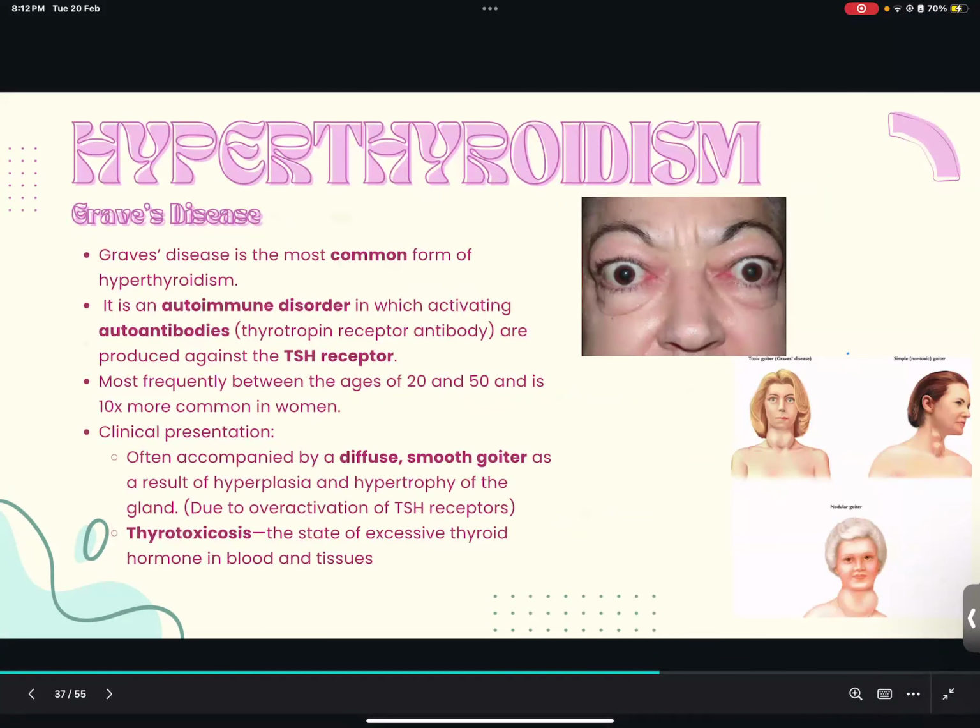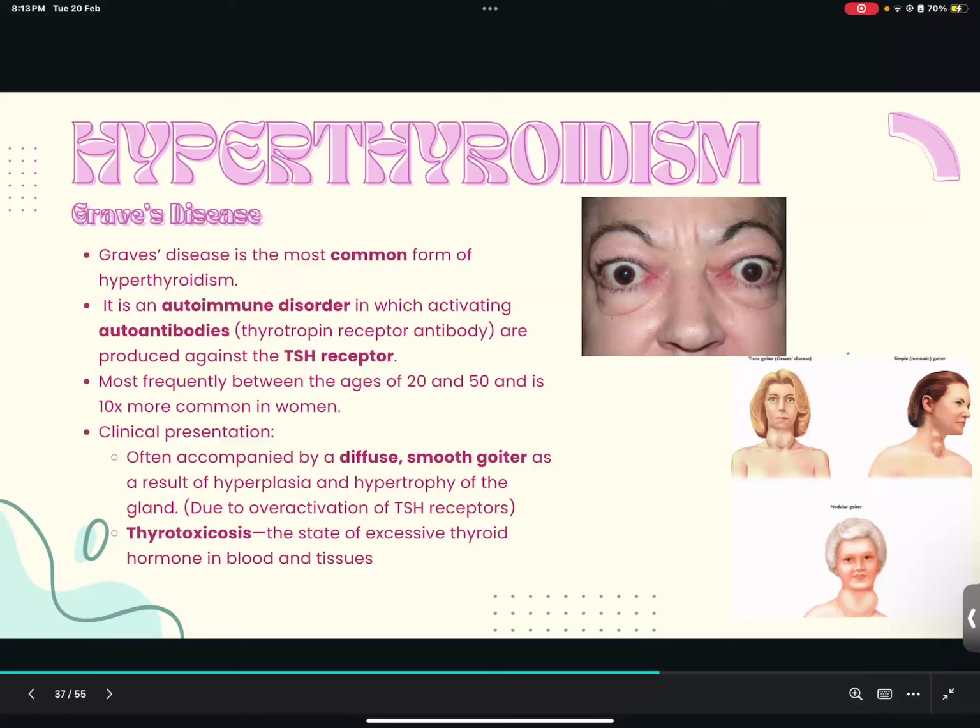Now let's talk about hyperthyroidism. The most common form of hyperthyroidism is going to be Graves' disease. And Graves' disease is simply an autoimmune disorder in which the body produces autoantibodies against your own TSH receptors. This antibody is called the thyrotropin receptor antibody, and it's produced against your TSH receptor. And when this antibody interacts with your TSH receptor, it's going to stimulate it, and this will cause the stimulation of T3 and T4 production, as well as the increased size of the thyroid gland.